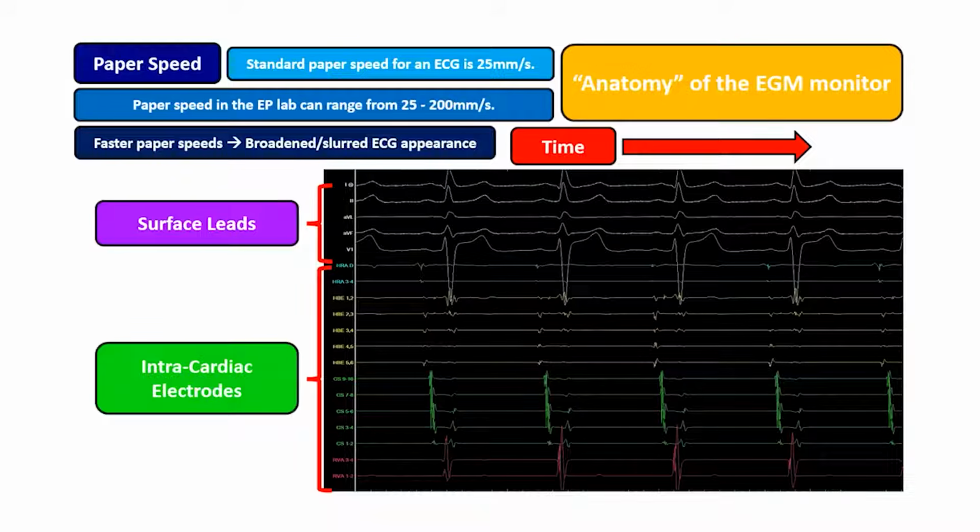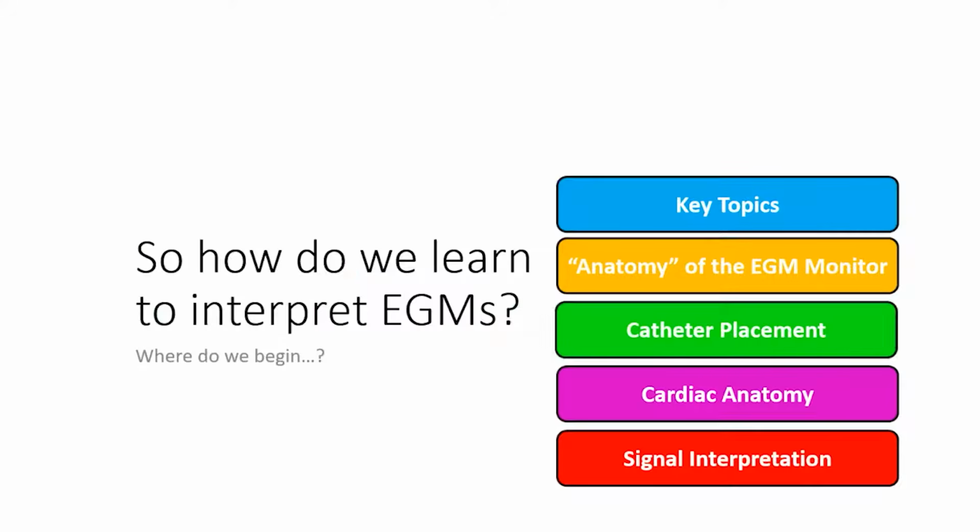Faster paper speeds, though, lead to a more broadened or slurred ECG appearance because the paper is moving quicker. And that's one thing you'll need to familiarize yourself with when you step into the EP lab, is that the paper speed may be different at the time you're observing a study.